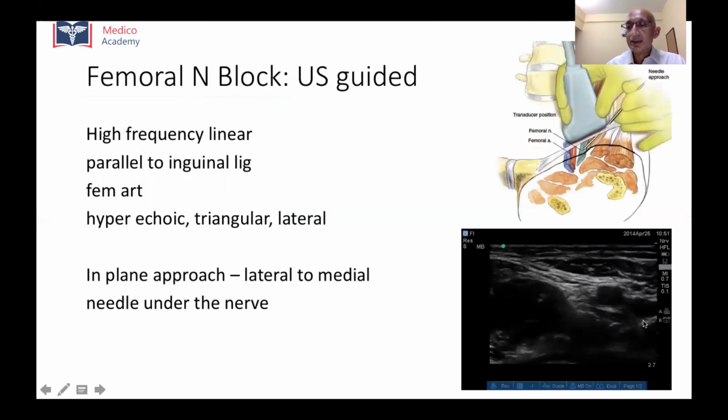These are the femoral vessels, and this is lateral, this is medial, and the needle is supposed to come like this.